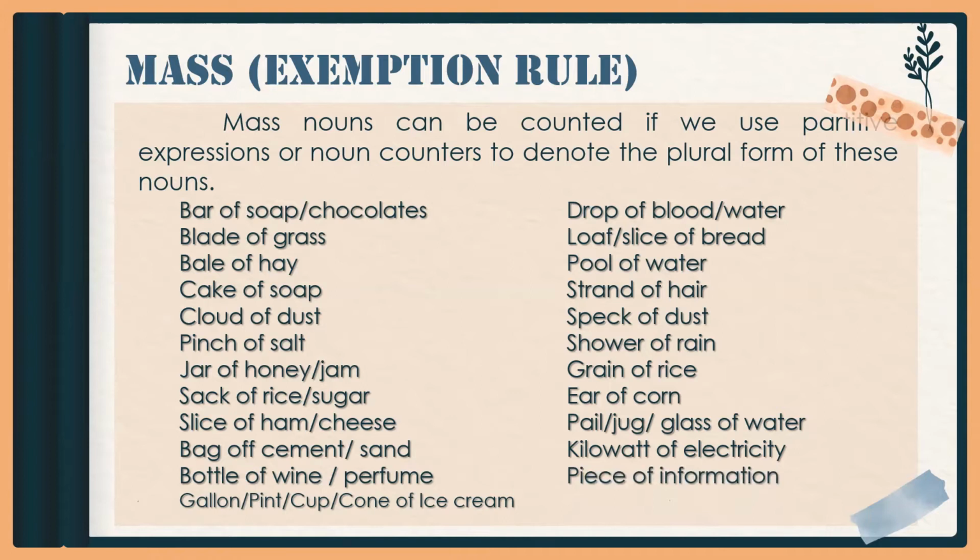Same also with piece of information. As you can say, we do not say informations. Just like when we go back to the first slide, information is not plural. So if you wanted to make this one plural, the word information, you say, I'll give you pieces of information.